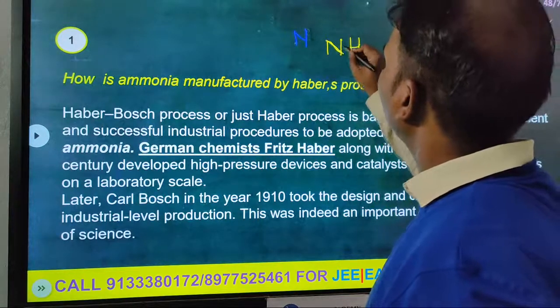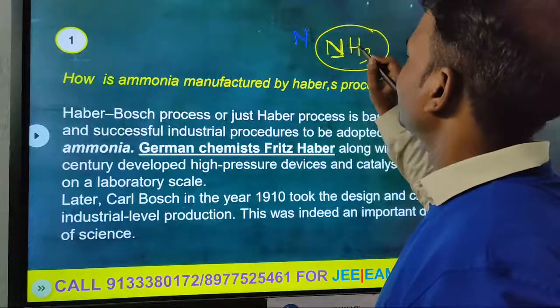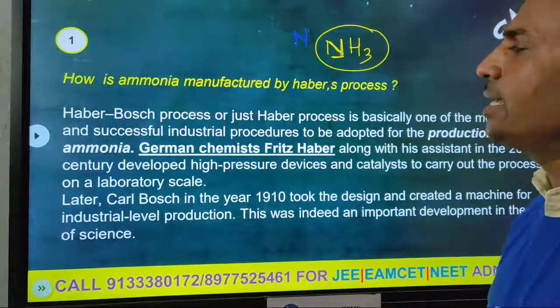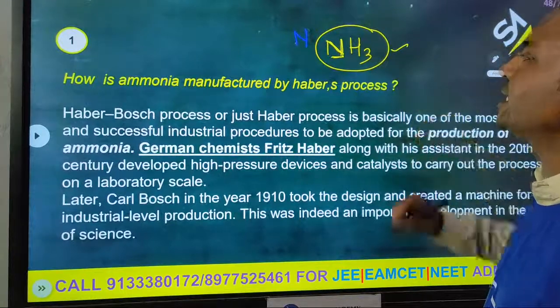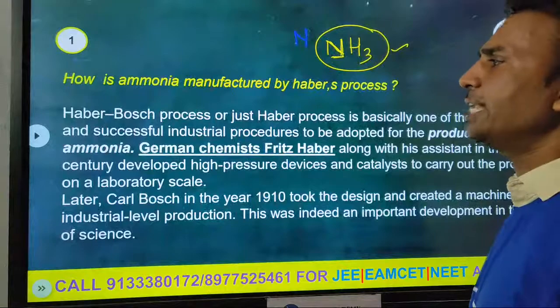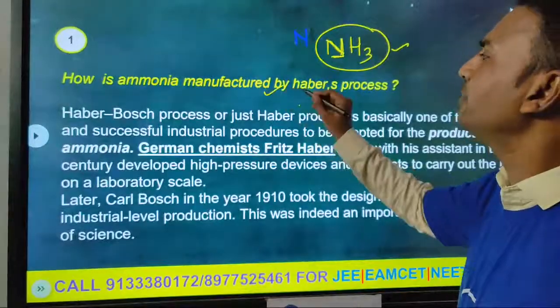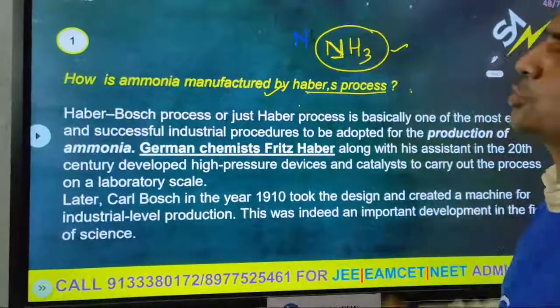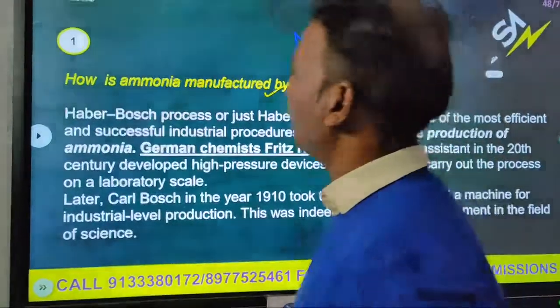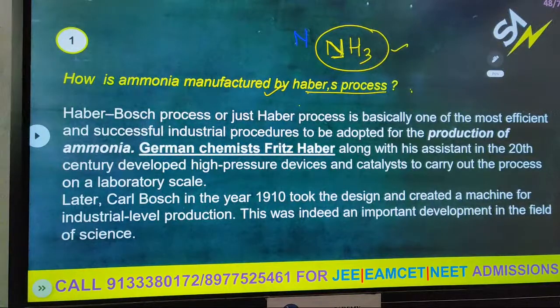What is the formula of ammonia? NH3. Nitrogen is a P block element, and its hydride is NH3, ammonia. Ammonia is basic in nature. So the question is how is ammonia manufactured by Haber's process? Here, ammonia is manufactured by Haber's process.